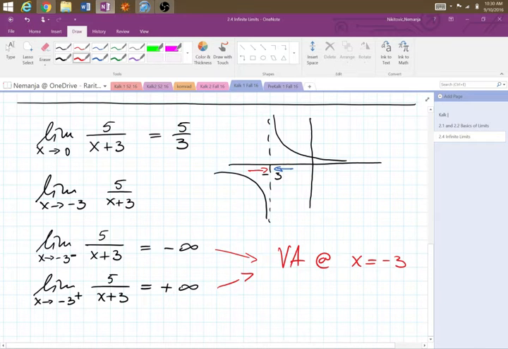Please make sure that you are not writing VA equals -3, because, remember the OCD part, that has no meaning in mathematics. Equations for horizontal and vertical asymptotes are either x equals a number or y equals a number. So make sure you are writing it correctly. That is our vertical asymptote, x equals -3. Cool.